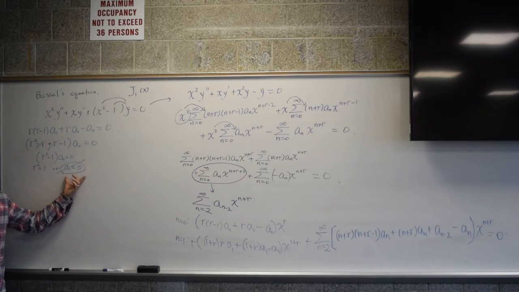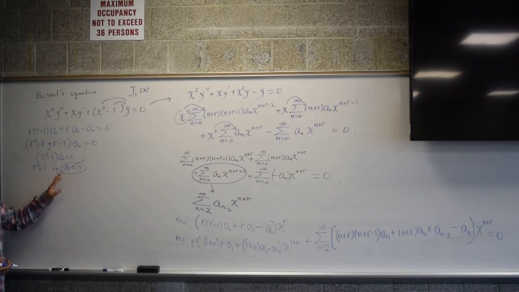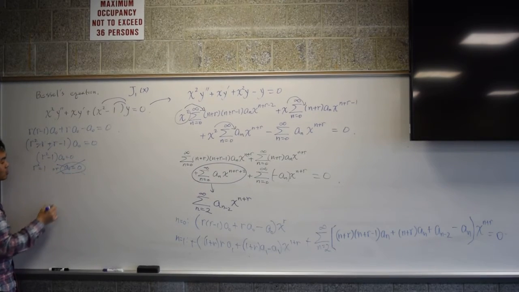Yeah, I didn't fully explain why we can do that, but you can do it. So you can say a0 is not equal to 0 for the Frobenius method. So this case we don't have to consider. And you get actually the two values, r equals plus or minus 1. So it looks like r has to be either 1 or negative 1.